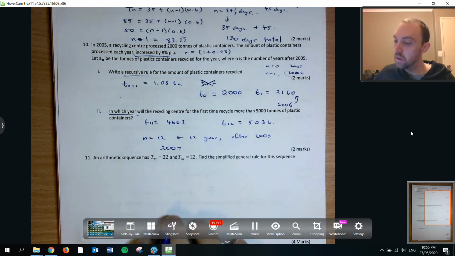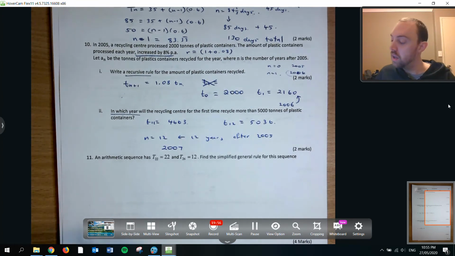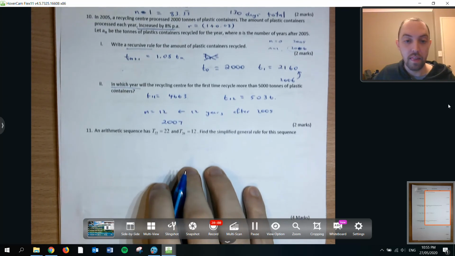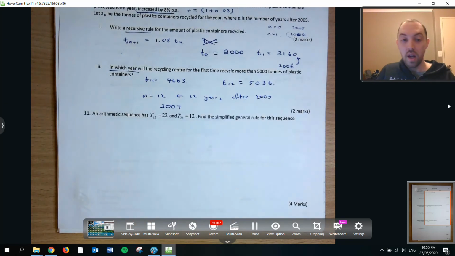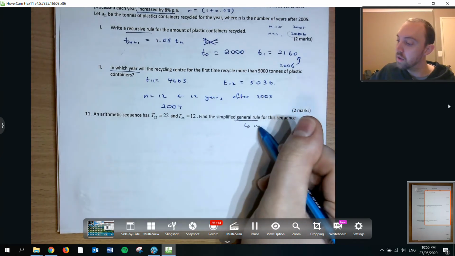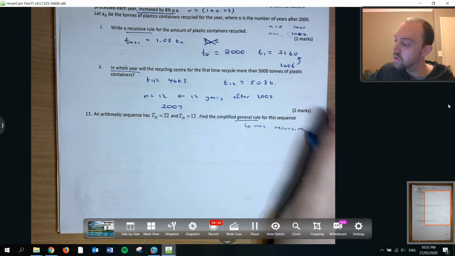Okay, we are about halfway through this at the moment. Just trying to explain this as carefully as possible, hopefully it's beneficial. Question 11. An arithmetic sequence has T22 equal to 22 and T26 equal to 12. Find the simplified general rule. Okay, again, this means my non-recursive rule, in case you are unsure.